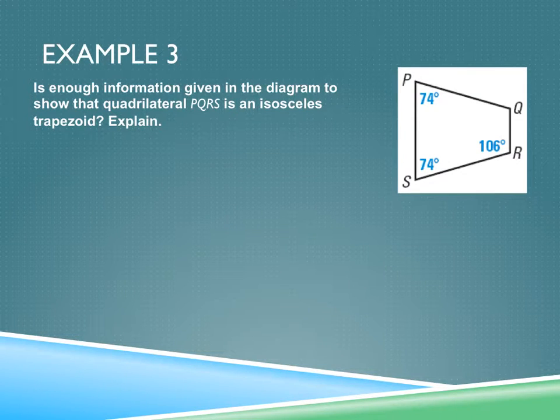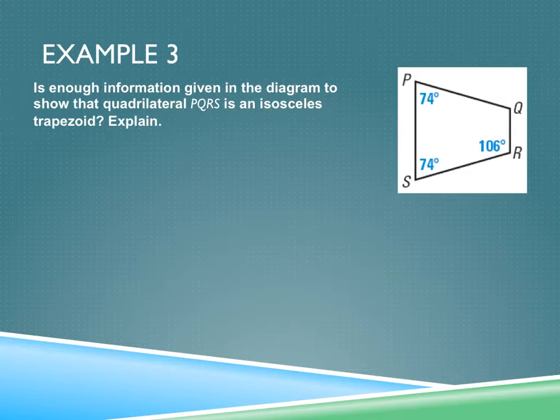This one, is there enough information given in the diagram to show that the quadrilateral is an isosceles trapezoid? So first of all, how would I know it's a trapezoid? So 360 would just be that it's a quadrilateral, right? You got to go more specific than that to make it a trapezoid.